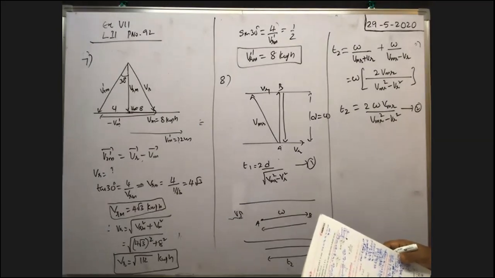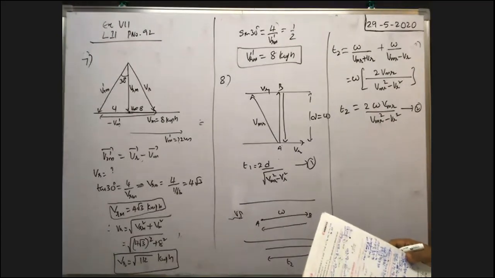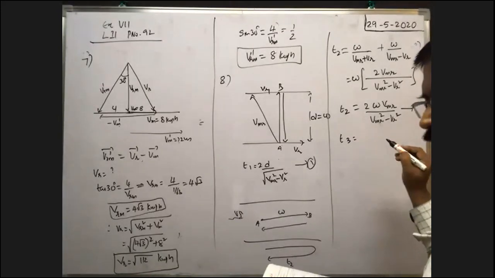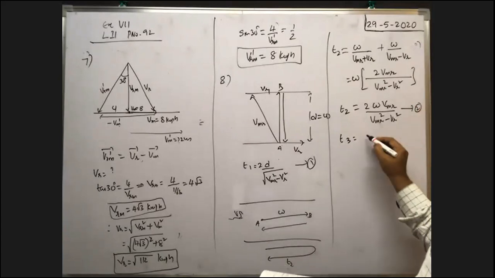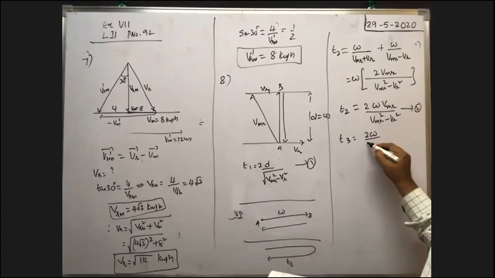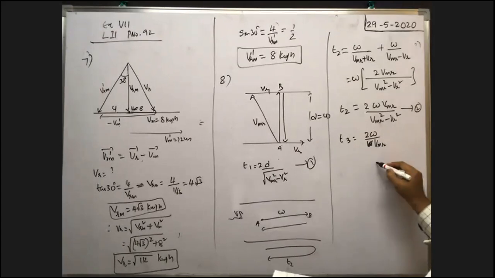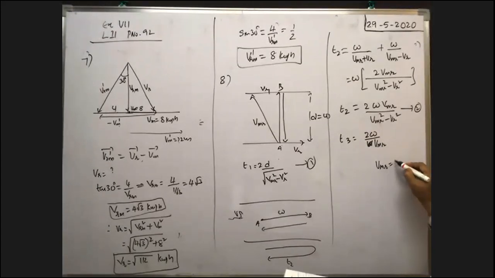If T3 is the time the swimmer would take to swim a distance 2ω in still water. In still water, the time taken to travel a distance 2ω is equal to the distance traveled divided by the velocity of the man with respect to the river. Actually, the velocity of the man with respect to the river is equal to Vm bar minus Vr bar. In still water, Vr is equal to 0. That's why the velocity of the man with respect to the river is equal to the velocity of the man only.